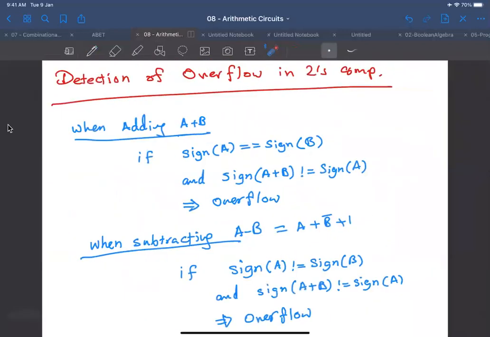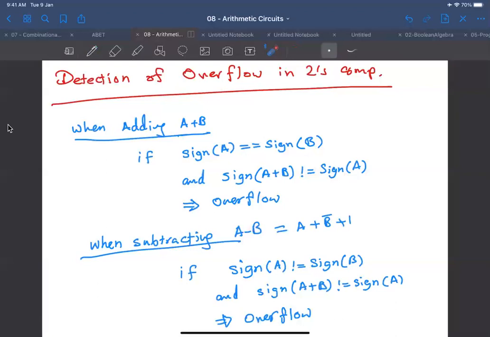So what about detection of overflow in a more formal way? The difficult way of doing it is this way: check if the sign of A equals the sign of B, when adding A plus B, and the sign of the result does not equal the sign of A or sign of B, of course, because they are equal. If the whole thing is true, then you get an overflow. Otherwise, you don't get an overflow.